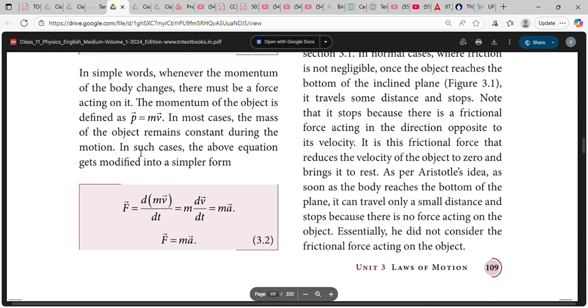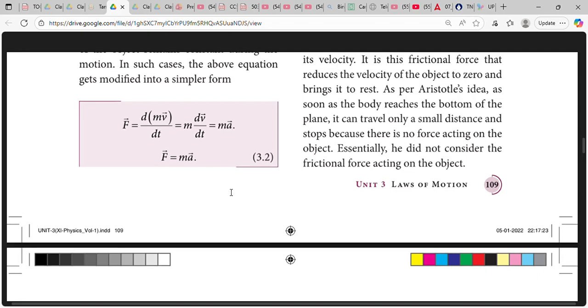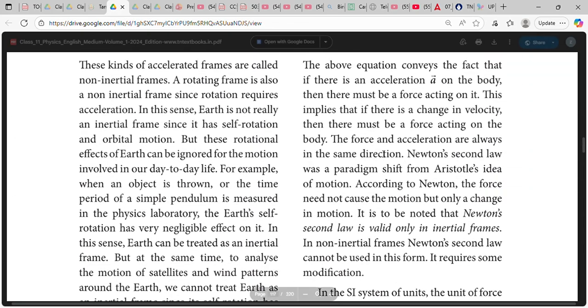The above equation gets modified into a simpler form. F is equal to d of mv by dt, is equal to m dv by dt, is equal to ma. F is equal to ma. The force and acceleration are always in the same direction.